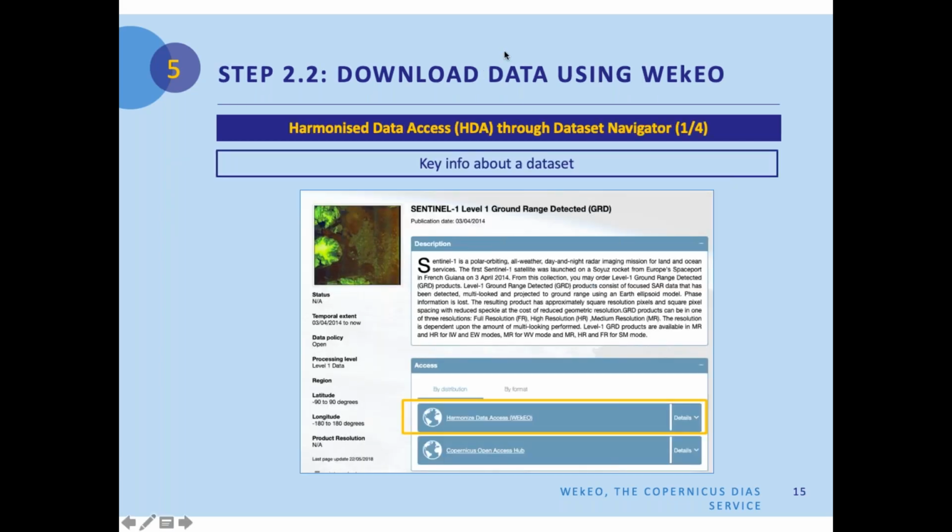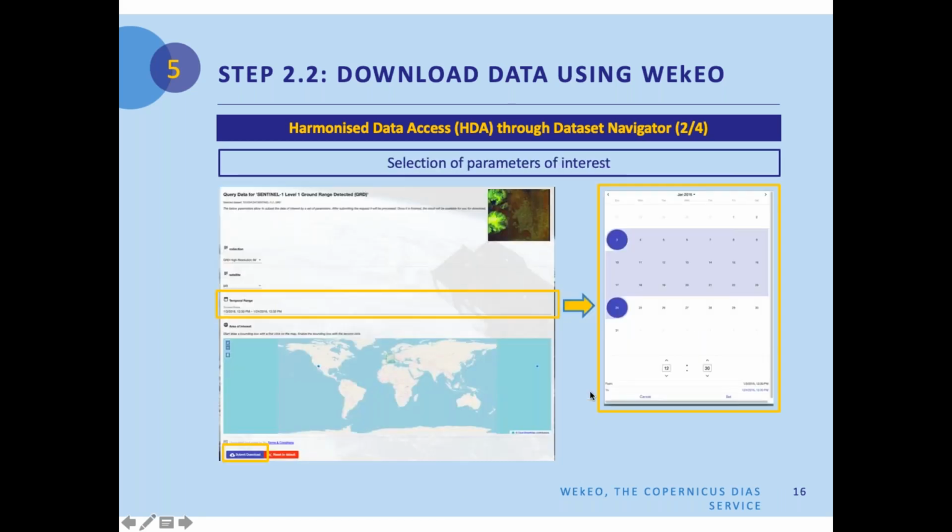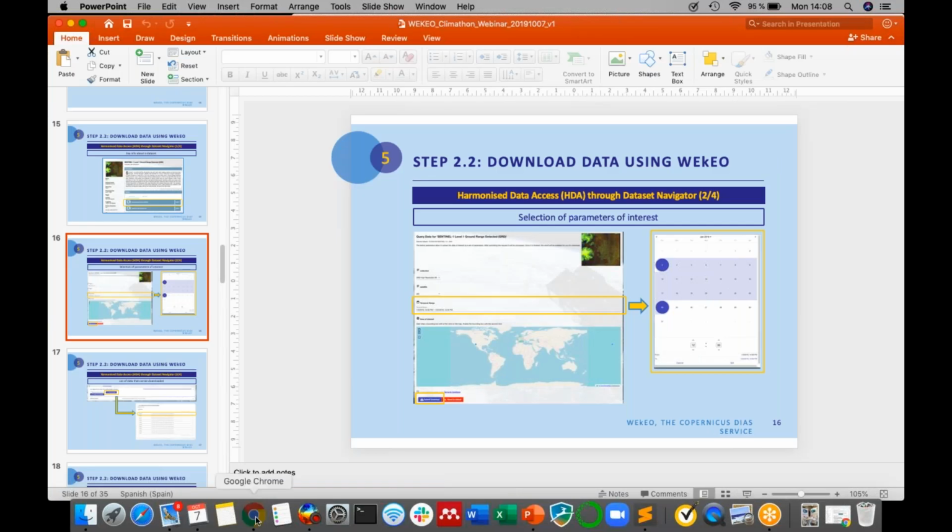So if we go to the first option through the Dataset Navigator, once we have found one dataset of interest, we can just go to this section, Harmonized Data Access on WEkEO. Here there will appear some parameters for us to select. And as I was saying, we can just select the time range, for example, 2016, almost 1 month of data, and then select a geographical area. I don't know if you can see it properly here. So I can just do it also on the website right now.